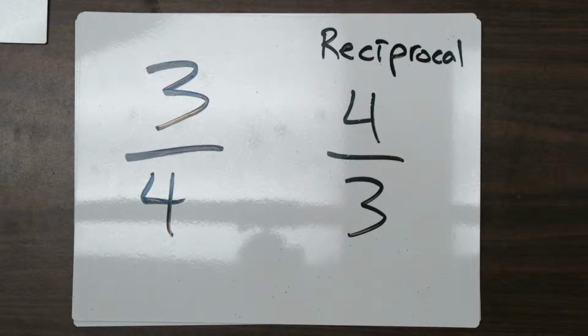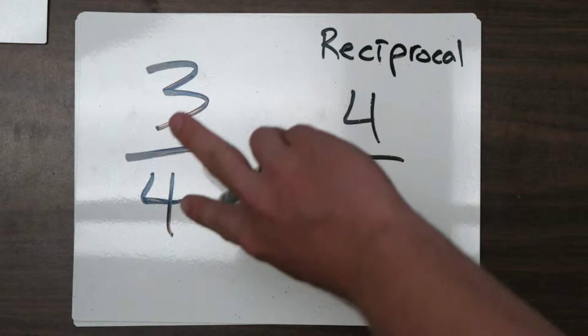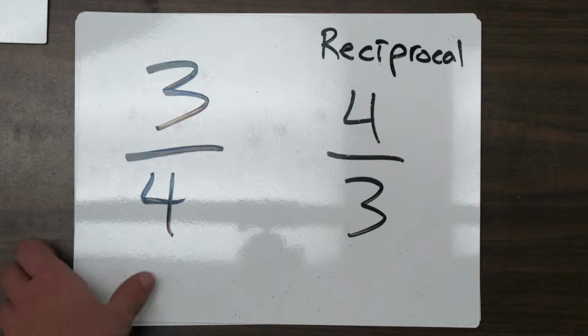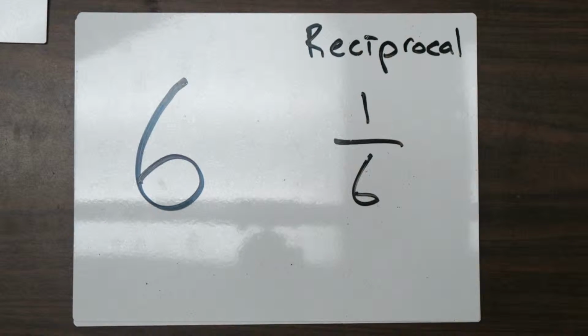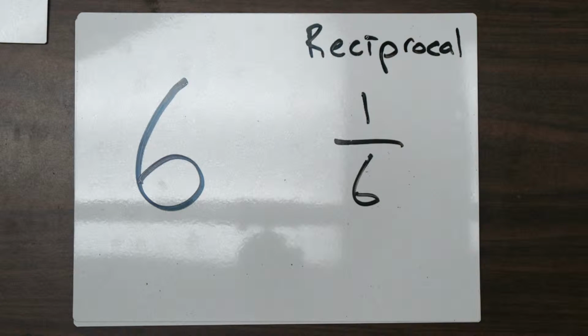All right, so for the fraction 3/4, the reciprocal is 4/3. Again, I just flipped the original over and there's my reciprocal. Here's another example. The reciprocal for 6 is 1/6. Well, now that doesn't actually make a lot of sense.